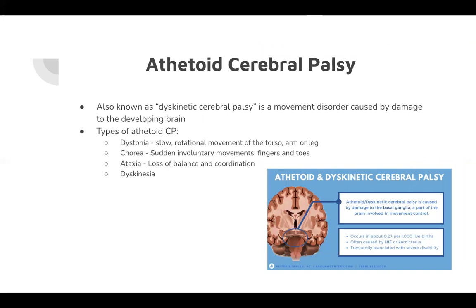Athetoid cerebral palsy, also known as dyskinetic cerebral palsy, is a movement disorder caused by damage to the developing brain. Types of athetoid CP: dystonia, slow, rotational movement of the torso, arms, and legs. Chorea, sudden, involuntary movement of the fingers and toes. Ataxia, loss of balance and coordination, and dyskinesia.